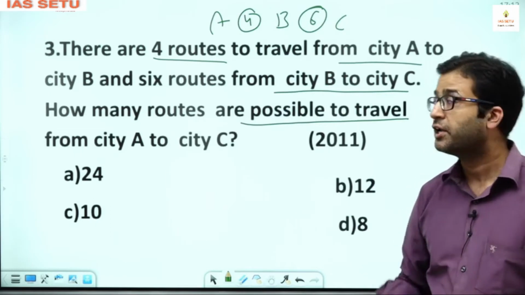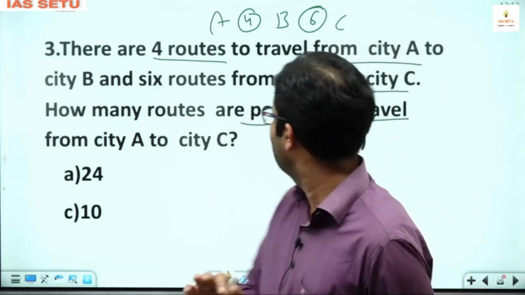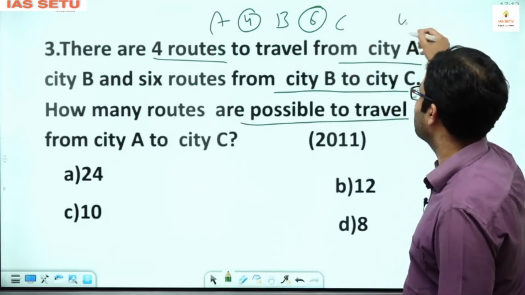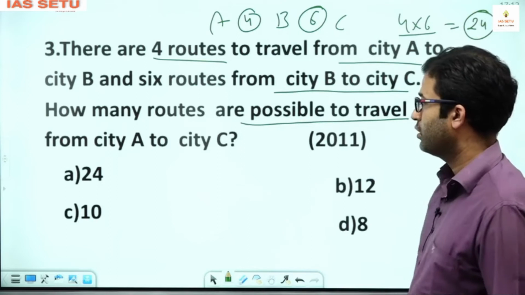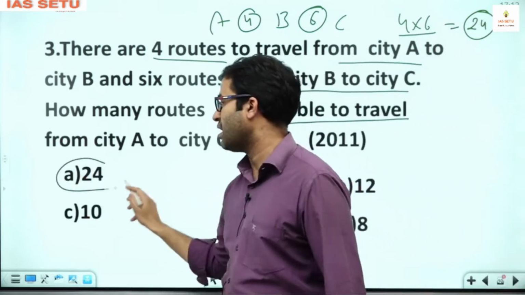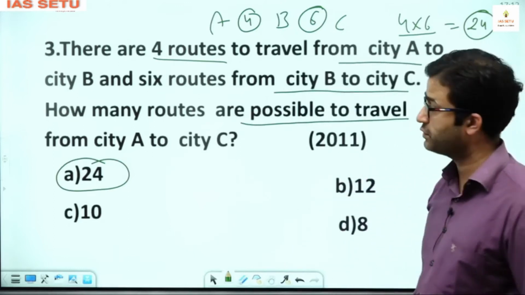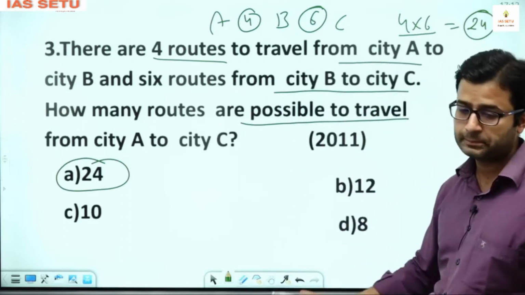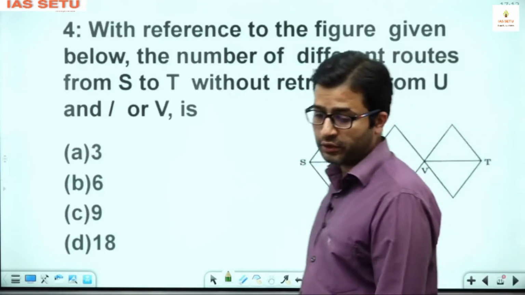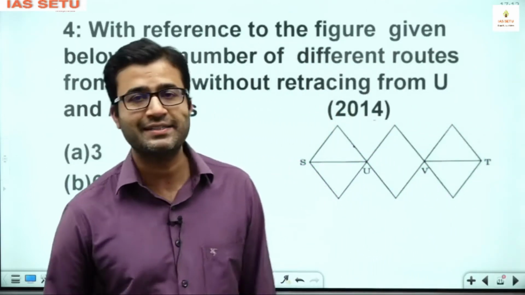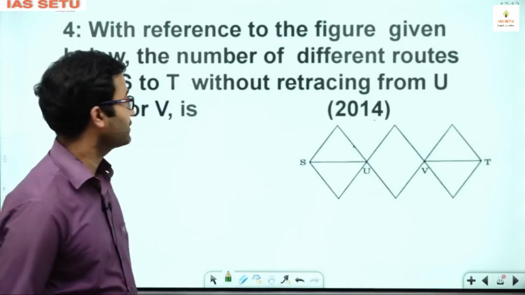Direct shortcut. A to B, we have 4 routes. B to C, we have 6 routes. So A to C will be 4 into 6, 24 routes. So here question number 3, answer A, 24. A to C we have 24 routes, 4 into 6. Question number 4, similar question. You will find in CSAT, this same type of question they generally ask.